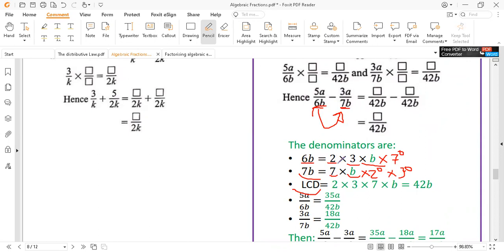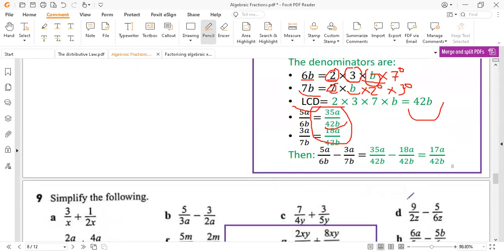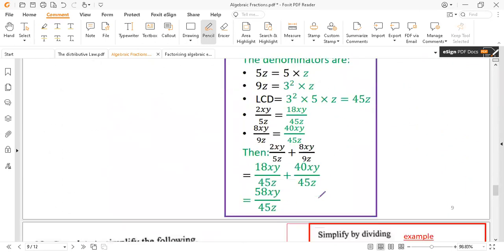We have 2 power 1, so 2. 3 power 1 is 3. b is b. 7 is 7. So normally the LCD is 2 by 3 by 7 by b, equal to 42b. We search for the equivalent fraction of each fraction with the denominator 42b, and we subtract the numerators if we have like terms. So like 35 minus 18 equal to 17a, and so on.